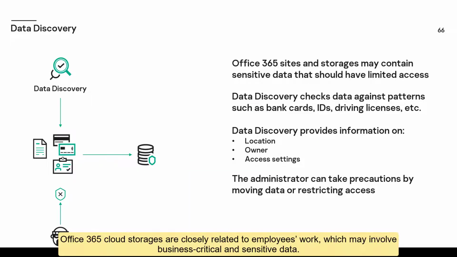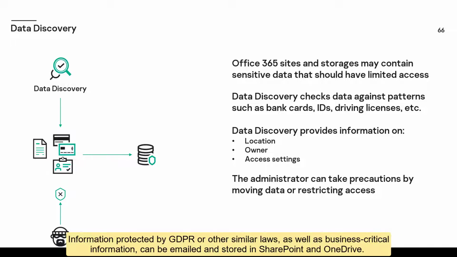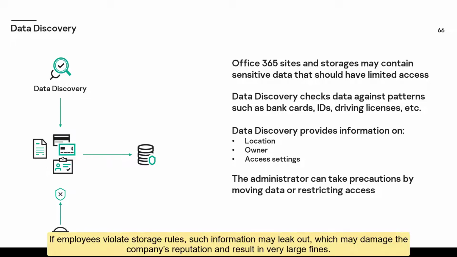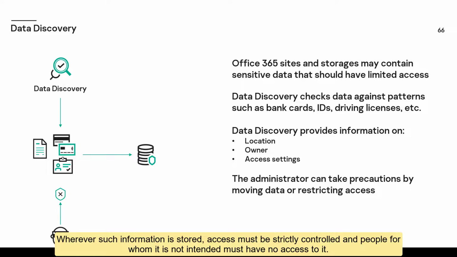Office 365 cloud storages are closely related to employees' work, which may involve business-critical and sensitive data. Information protected by GDPR or other similar laws, as well as business-critical information, can be emailed and stored in SharePoint and OneDrive. If employees violate storage rules, such information may leak out, which may damage the company's reputation and result in very large fines. Wherever such information is stored, access must be strictly controlled and people for whom it is not intended must have no access to it.